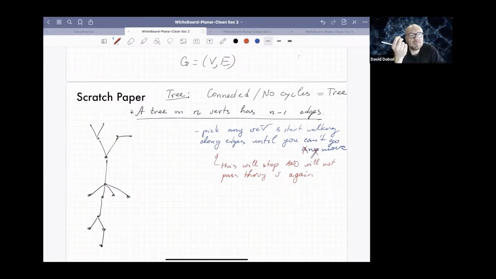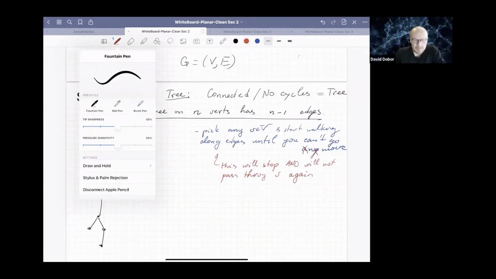Do people agree? Why is that the case? Again, let's just make sure we justify every step. It's intuitive, but it will stop because we have a finite number of vertices. And each time we go along an edge we're going to a different vertex, right? We are never returning to that vertex because there are no cycles anywhere. So each time we have a new vertex, and we have a total finite number of vertices, so we'll have to stop at some point.